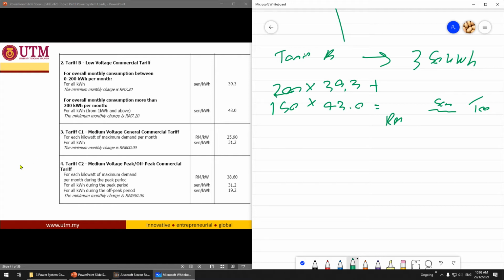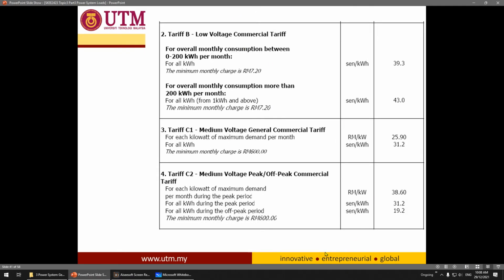How about tariff C1? Tariff C1 is much easier. Actually it's much more complicated because you have to consider the maximum demand. So this one depends on the maximum demand. Of course the minimum charge is 600 ringgit. If you use less than that, you also need to pay the minimum. For example, you calculate everything, the charge is only 300 ringgit. But you cannot just pay 300 ringgit, you have to pay 600 ringgit, same as before.